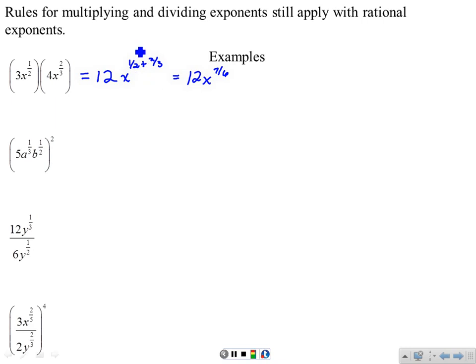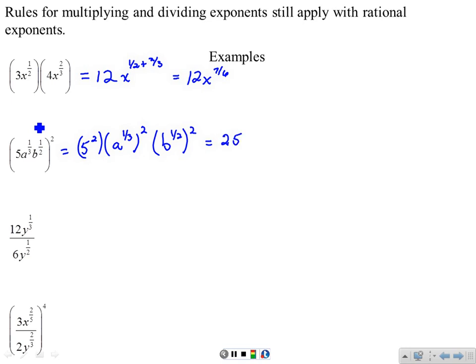Okay, so here we have a monomial factor. You have a monomial raised to the 2nd power. So each one of these gets raised to the 2nd power. And again, we did this in chapter 3. The only difference is we're using fractional exponents. So we're going to have 5 squared times a to the 1/3 squared, times b to the 1/2 squared. So this is going to turn into 5 squared is going to be 25.